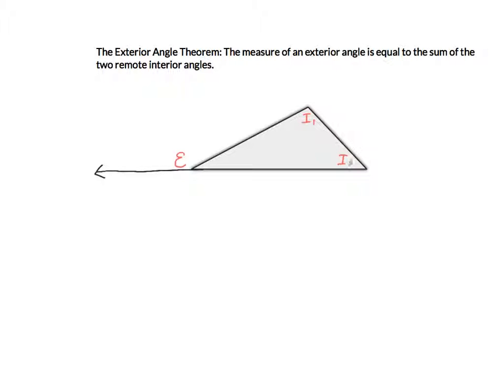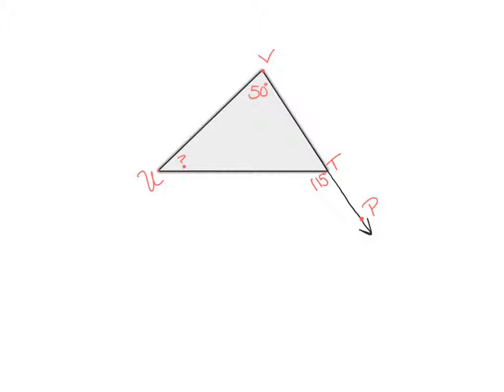interior angles here. So the measure of the outside angle, exterior angle, is equal to the sum of the two remote interior angles. And remote just means it's not the one that's connected to the outside or exterior angle. Okay, let's try a few problems. Okay, so here's an example.